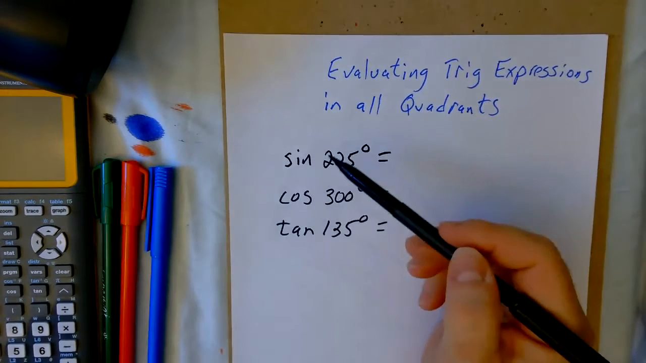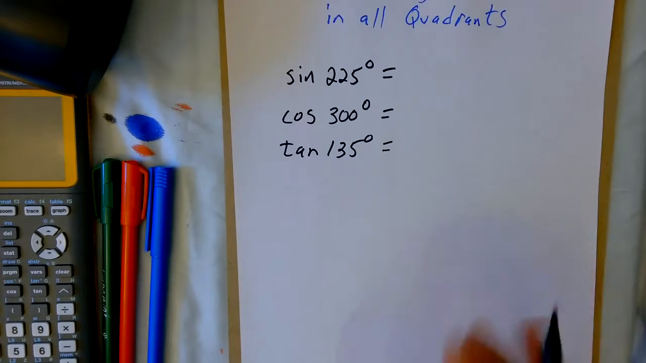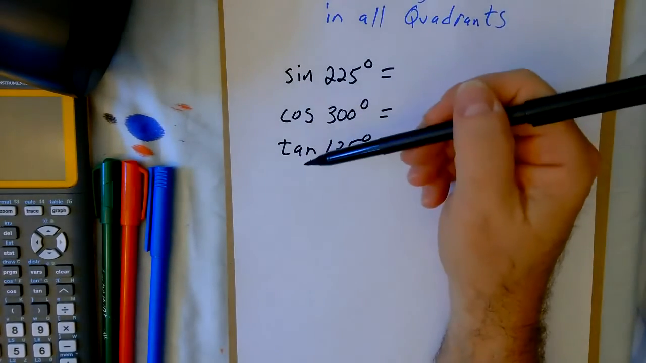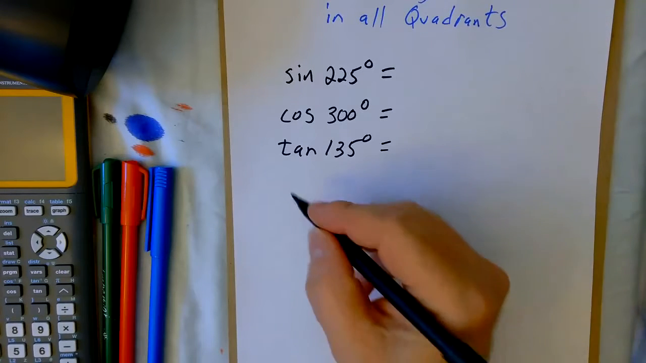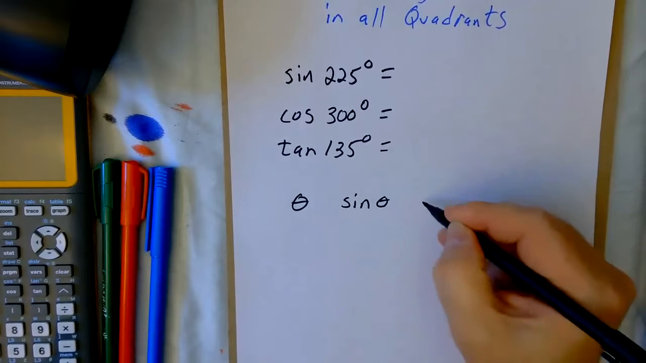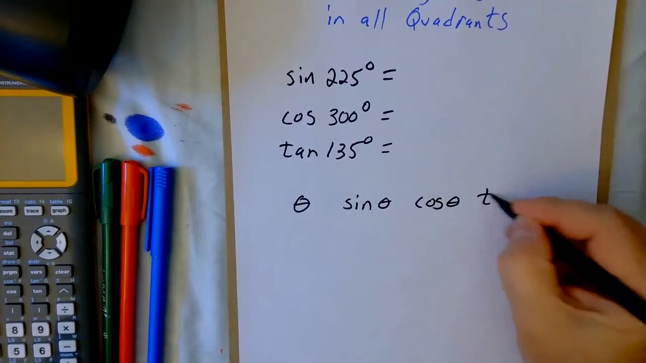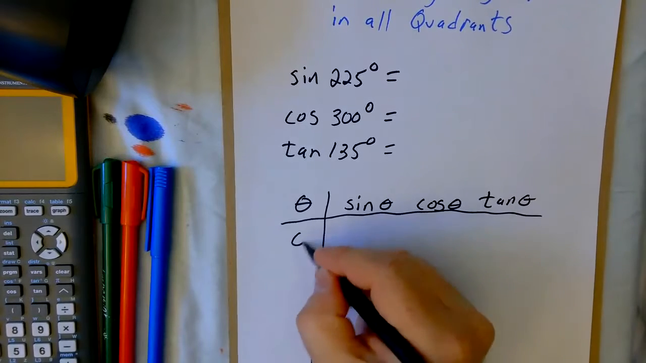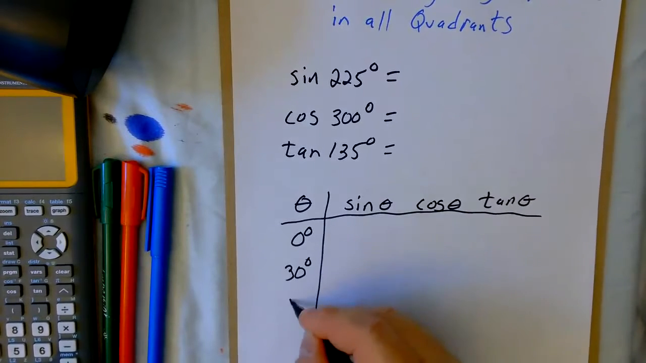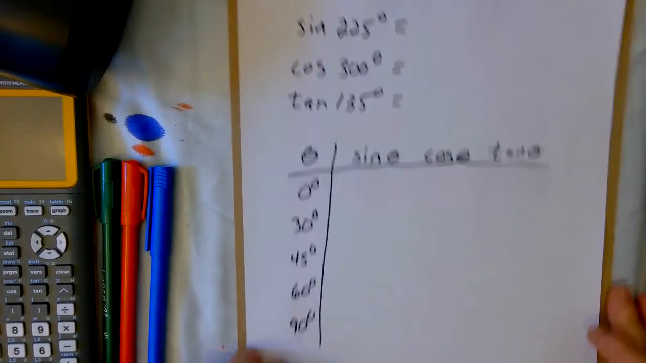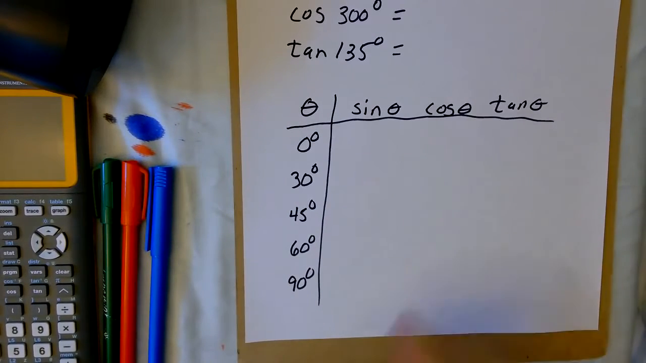In order to do these, there's two things we need to know. One, we've already done, and that's evaluating sine, cosine, and tangent from 0 to 90 degrees for our common angles. In other words, making that chart: sine theta, cosine of theta, tangent of theta, given that theta is 0 degrees, 30 degrees, 45 degrees, 60 degrees, 90 degrees. You need to be able to generate that chart because we need this to do these. So do that right now.